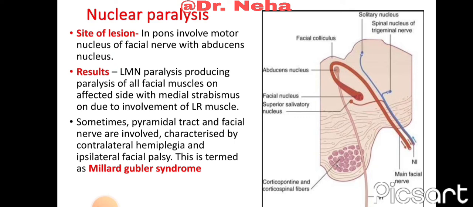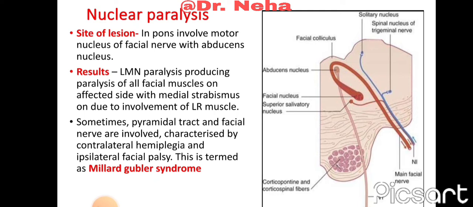Then the nuclear paralysis. The site of lesion is in the pons, which involves the motor nucleus of the facial nerve along with the abducens nerve. It results in lower motor neuron paralysis, producing paralysis of facial muscles on the affected side with medial strabismus because of involvement of the lateral rectus muscle.